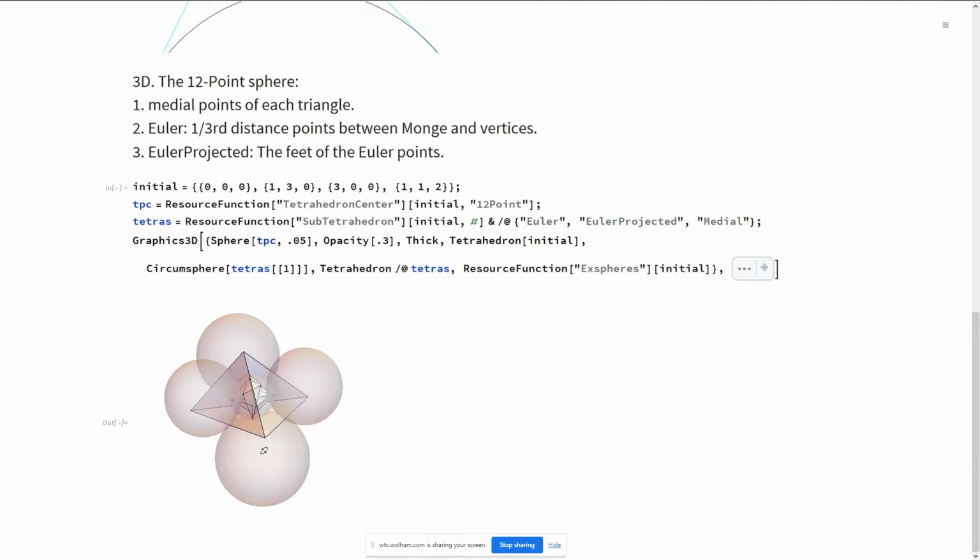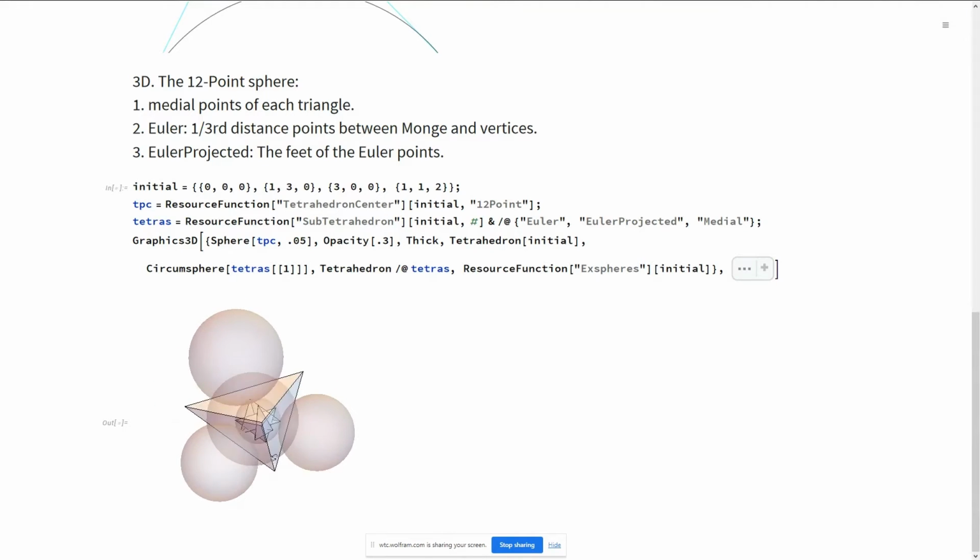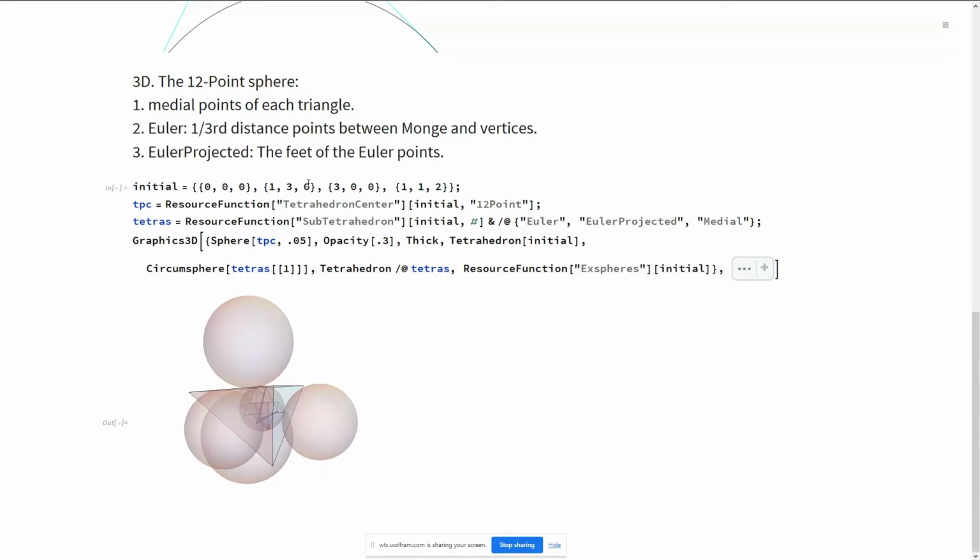However, we have these nice functions now which generate all these. The X spheres and all these other tetrahedra can all be generated automatically now.